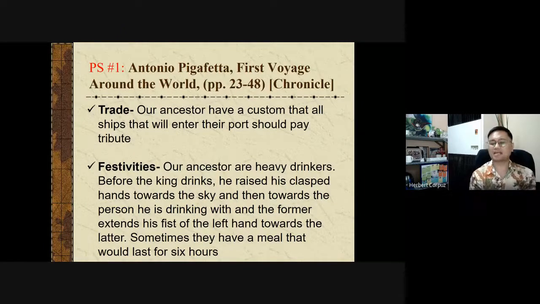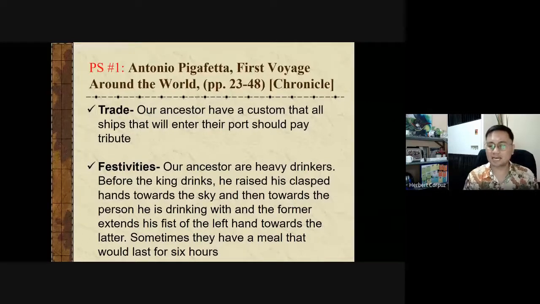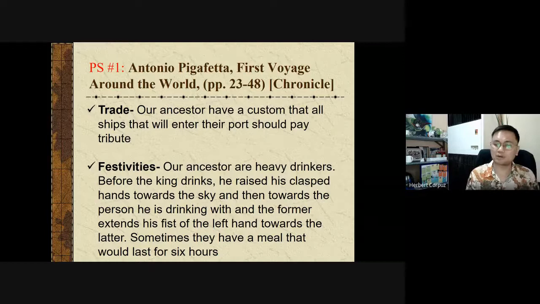Kaya nga po napag-aralan ninyo sa kasaysayan ng Pilipinas noong kayo ay nasa high school, meron tayong tinatawag na the Srivijaya Empire, the Majapahit Empire. Yung Srivijaya Empire, Majapahit Empire, ito yung imperyo na nabuo sa Asia, lalo na sa Southeast Asia, nung mga panahon na hindi pa dumating yung panahon ng kolonyalismo. Na ito yung nagkaroon ng trade, nagkaroon ng kalakalan ang mga bansa sa Asia.